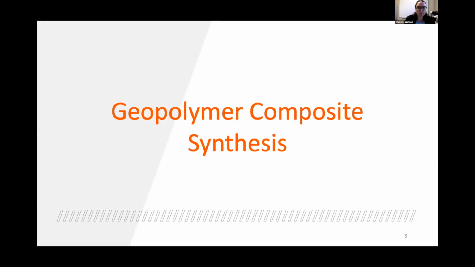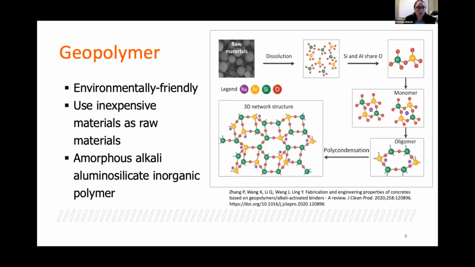So the geopolymer composite synthesis, first we start with geopolymer, which is an amorphous alkali aluminosilicate inorganic polymer. It's environmentally friendly and non-toxic, and it's low cost because it uses inexpensive materials as the raw materials. So this is a schematic of the geopolymerization reaction. We start with raw materials, which is an aluminosilicate material. We dissolve that in a highly alkaline solution. And from that, we get tetrahedral monomeric silicates and aluminates here.